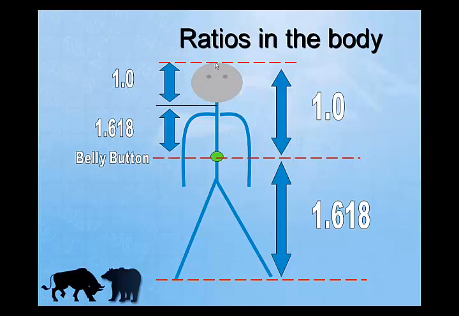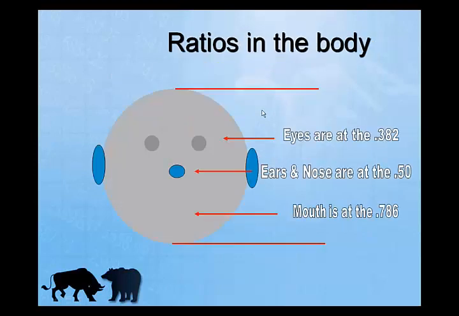You could see it. If I take from the top of my head to my belly button and multiply it by 1.618, it's going to give me the length from my belly button to my feet. Just like if I take the head and multiply by 1.618, it'll give me from my neck to my belly button. So the human body is in a perfect Fibonacci sequence.